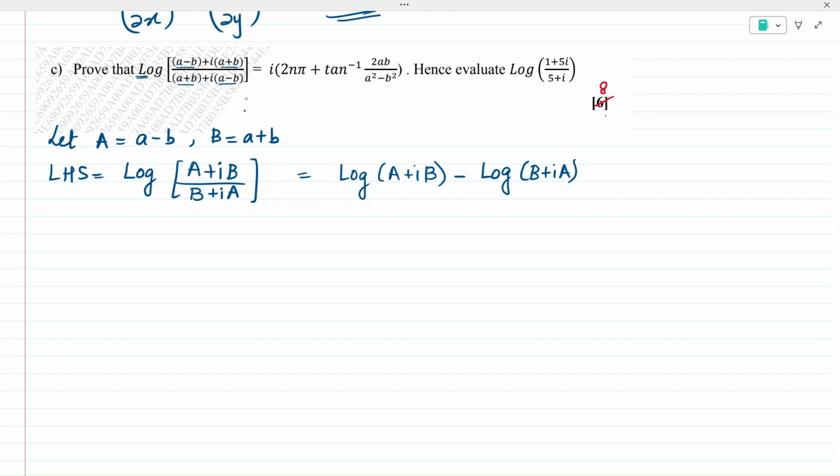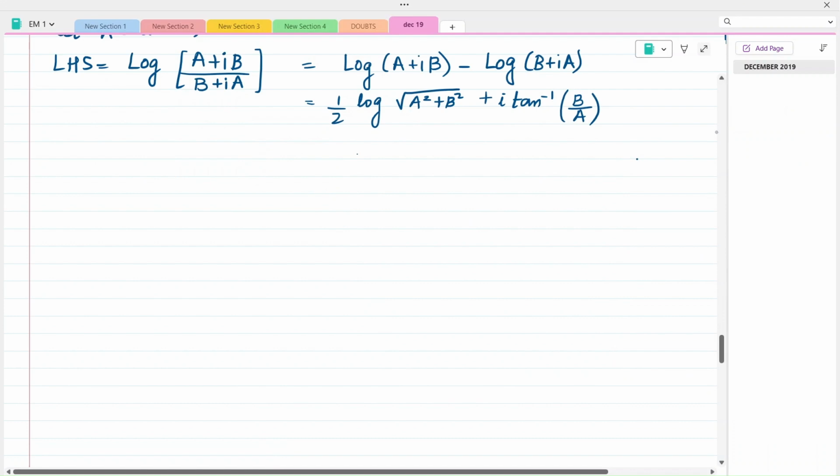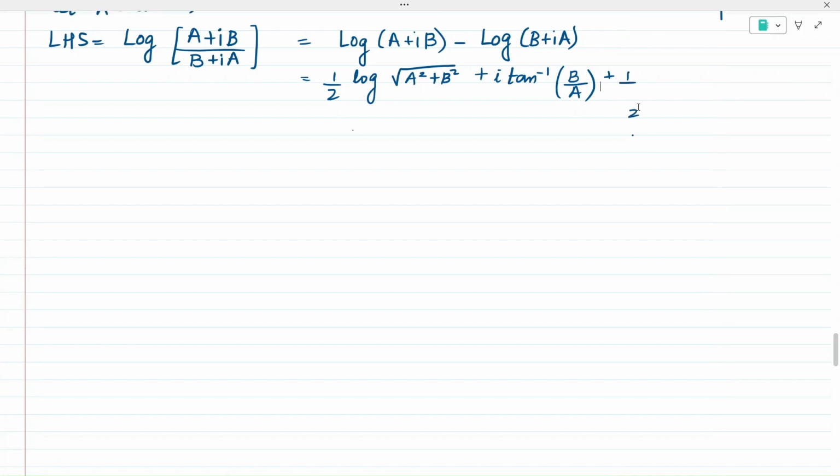How did we find the logarithm of complex numbers? The logarithm of a complex number would be half times log of r, where r is the square root of a squared plus b squared, plus i times, because it is capital Log, I will always have tan inverse, so it will definitely be b by a here. Now the second part will again be like 1 by 2. Sorry, this.